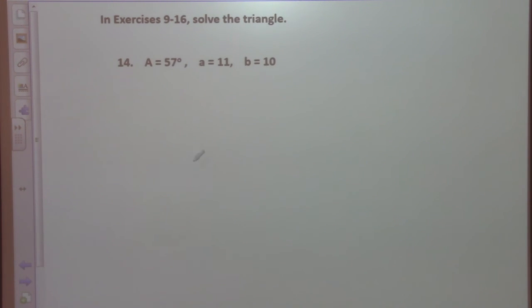Go ahead, Hannah, what do you got? So I found big B. So big B, I did 10 sine 57 divided by 11.